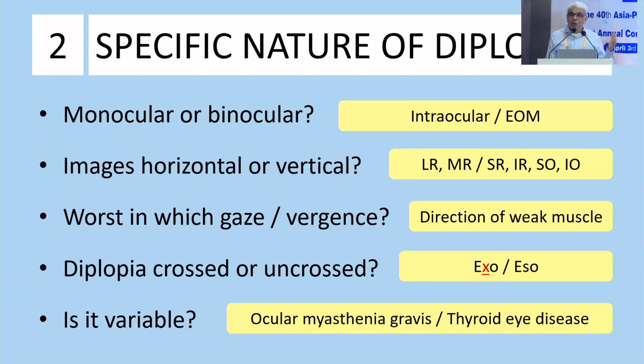Is the diplopia crossed or uncrossed, which will tell you whether the eye is exo or eso, because these may sometimes be very apparent to you, but sometimes they may be subtle. So asking these questions and doing the simple things is very helpful. And of course, last but not the least, is it variable? Everyone knows about myasthenia gravis, but thyroid ophthalmopathy can also present with variable diplopia.